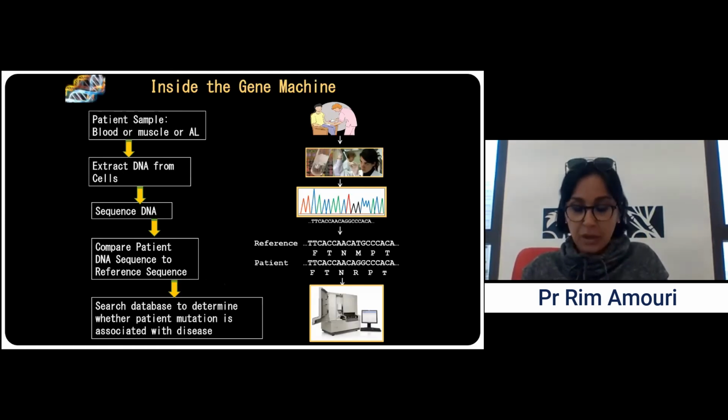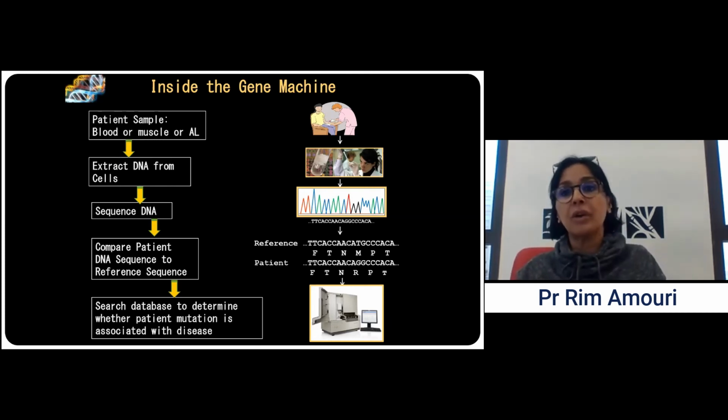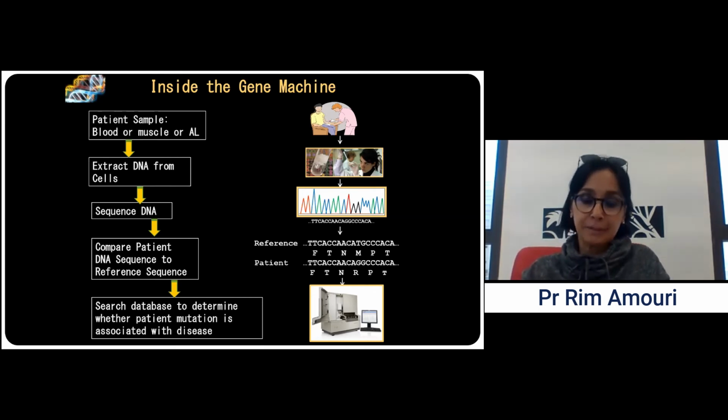So the first step is to extract DNA from blood. Then the DNA is purified and amplified by a PCR technique. And the purpose of a PCR is to make a number of copies of the gene, and this is necessary to have enough starting template for sequencing. Then the sample obtained is placed into an automated sequencer. The DNA sequence is then compared to a reference sequence.